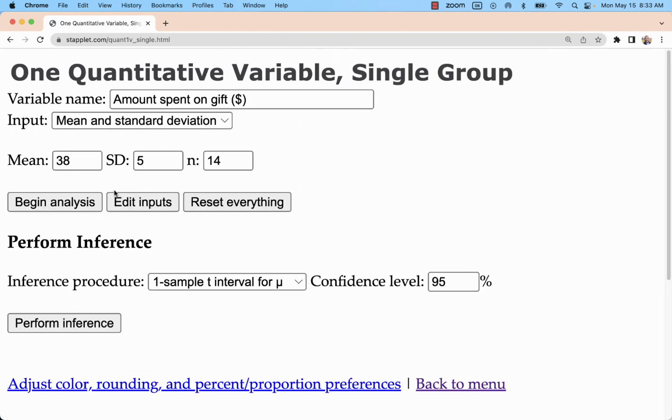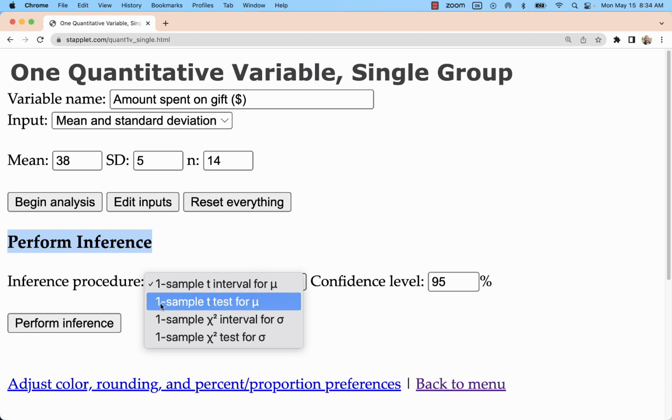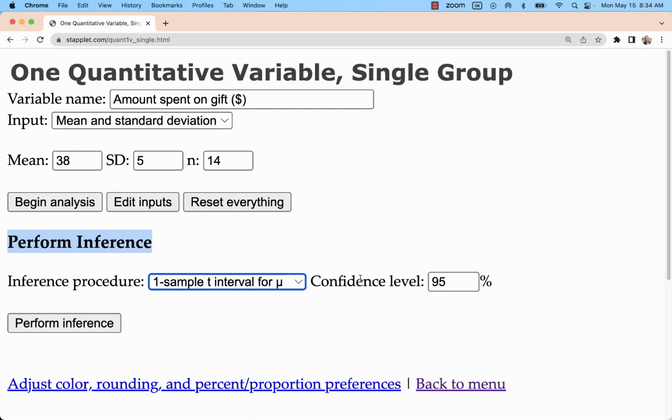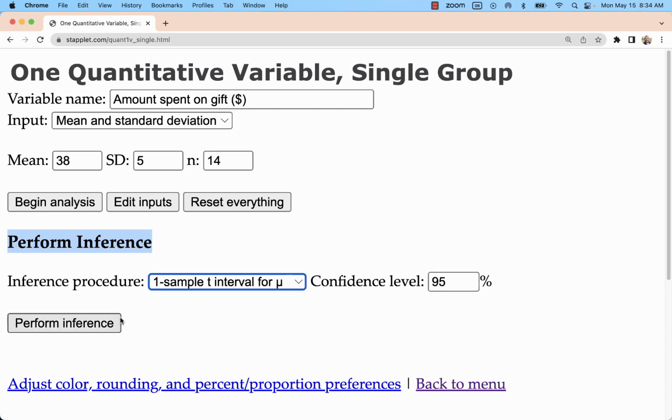We don't see all of the statistics that we would when we put in raw data. Here the only option is going to be perform inference. This chapter we are doing a one sample t interval. Next chapter we will do a one sample t test. The only other thing we need to know is the confidence level. That will either be given or we will pick. In this case, we need to use the one that's given of 95%. And that is already there.